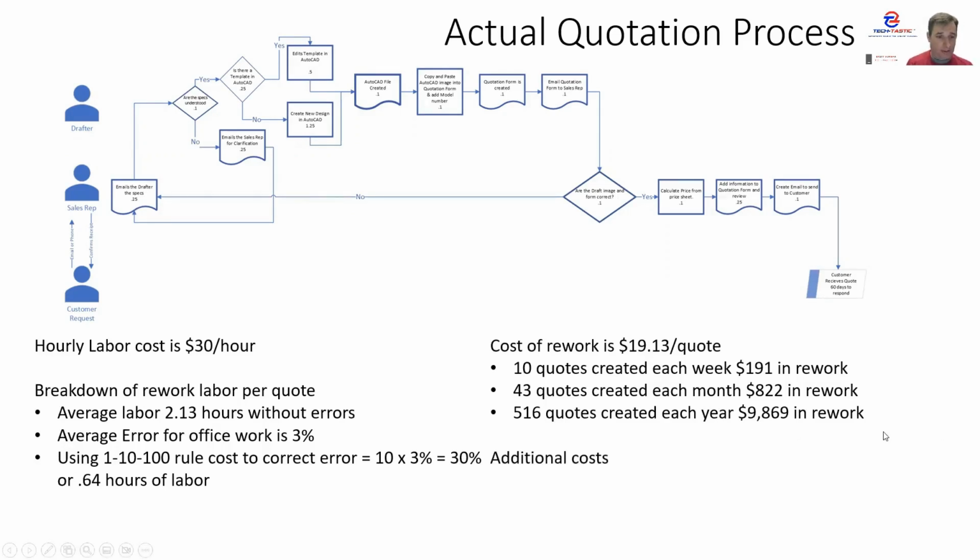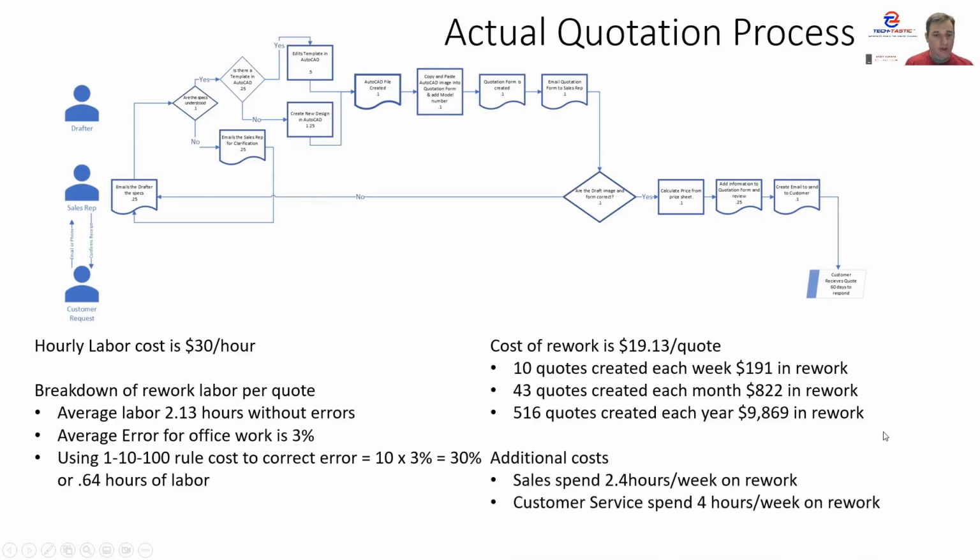Now, they have additional costs here too. That's just labor costs we're looking at here. We have the sales rep spending an additional 2.4 hours a week on rework. The customer service rep, who's our drafter over here, is spending 4 hours a week on rework. So that's time that they cannot spend doing the jobs that they were intended to do. They are concentrating on just rework of quotes.